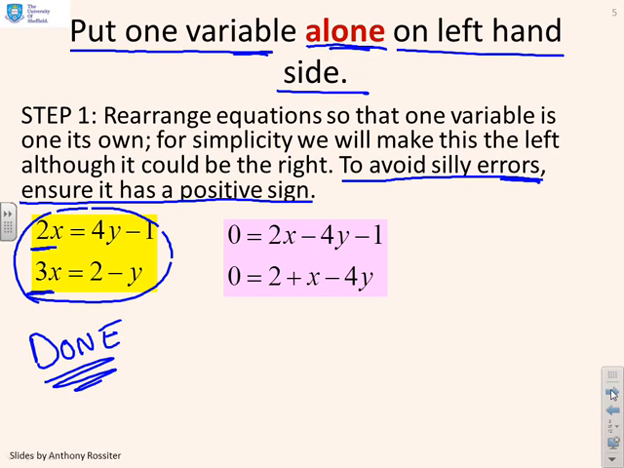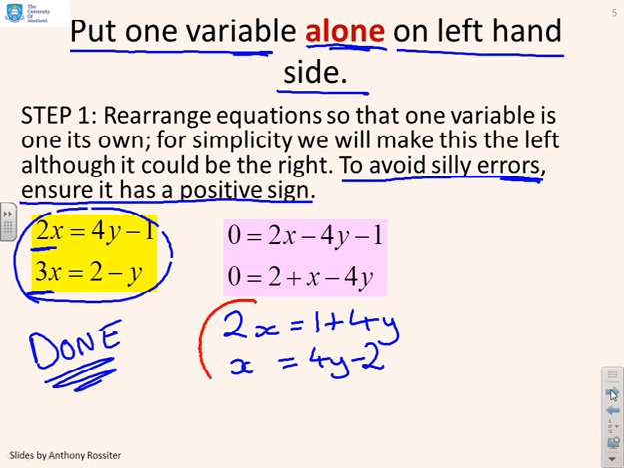So what are we going to do? I'm going to end up with 2x equals 1 plus 4y, that's from the top equation, or x equals 4y minus 2, that's from the bottom equation. So you'll see I've now got, as requested, just x on its own on the left, and both those coefficients have got a positive sign. What about the last one?